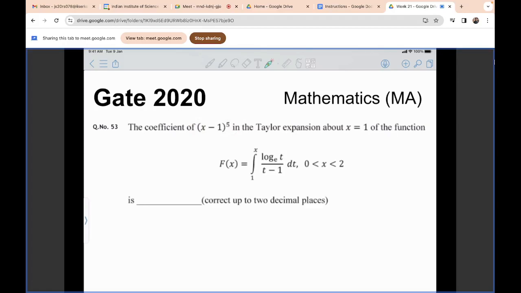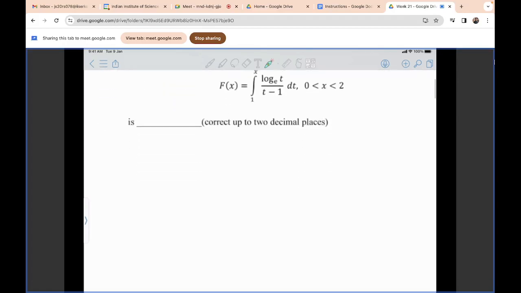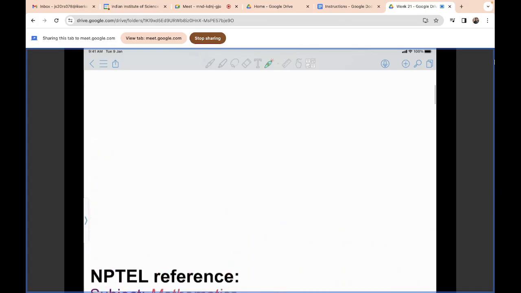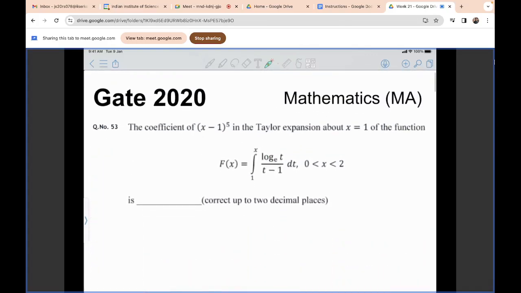So basically you have to write f(x) in terms of its Taylor expansion about the point x equals 1. This is the NPTEL reference, which you can check. Okay, let's start.